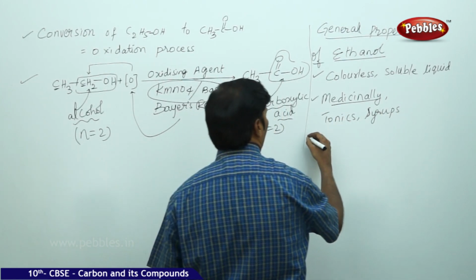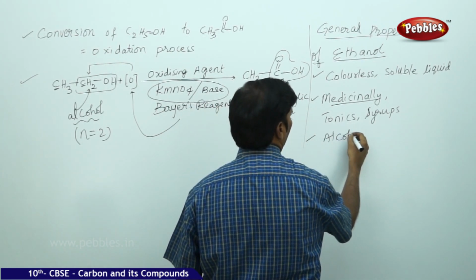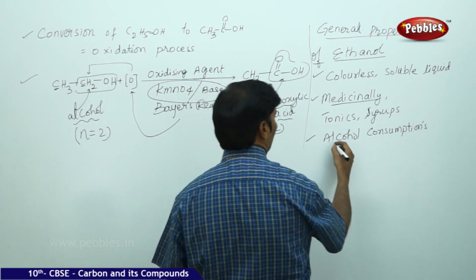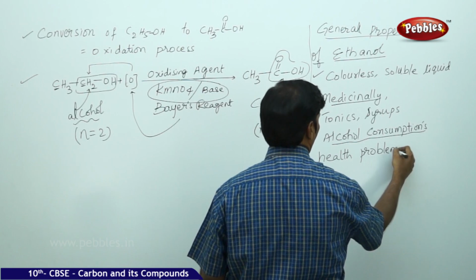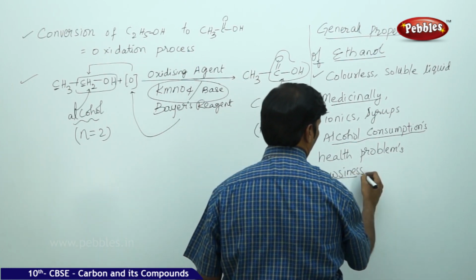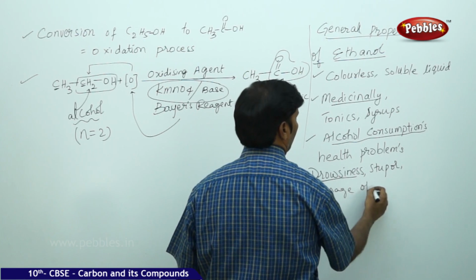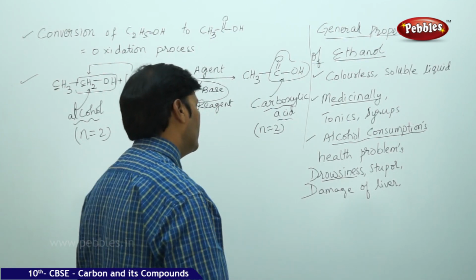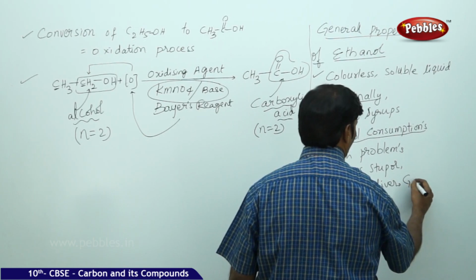Consumption of alcohol leads to health problems like drowsiness, stupor, damage of the liver, and damage of the metabolic activities. And this alcohol is actually a good solvent. This ethyl alcohol is also a good organic solvent.